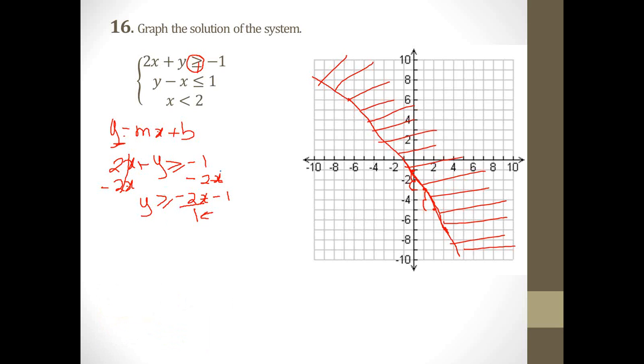Okay. So, same thing. I'm going to put this one in y equals mx plus b form. I'm going to do it down here. So I have y minus x less or equal than 1. I need to solve for y. I'm going to add x to both sides. Okay, so then I have y is less or equal than x plus 1.